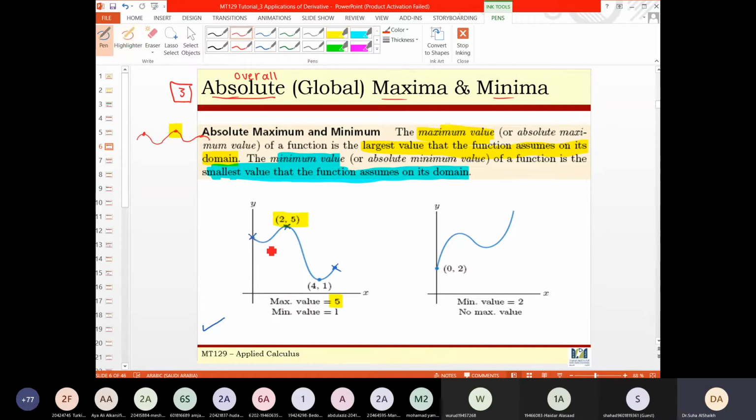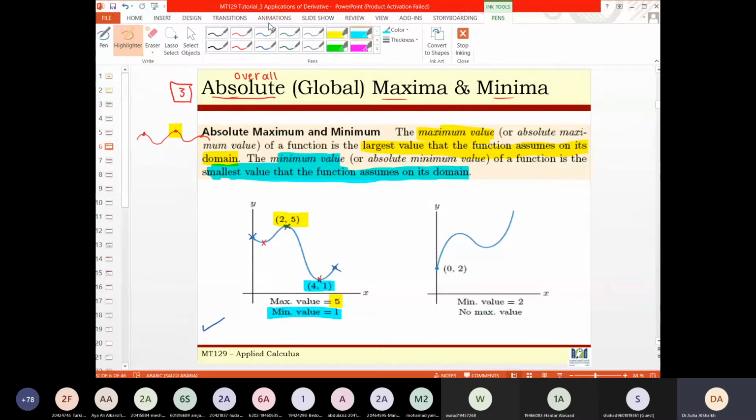And for the low, this one goes down. This one is a low value. But which one of them is the lowest? Of course 4 and 1. So we say the minimum value is 1. So we differentiate between point and value. When I ask what the absolute maximum point is, you say 2 and 5. But when I say what's the maximum value, it is 5.